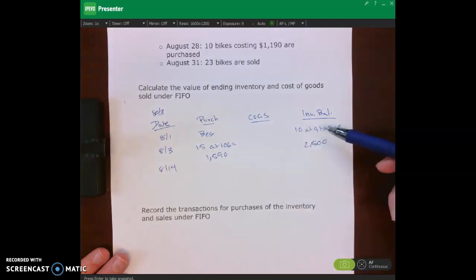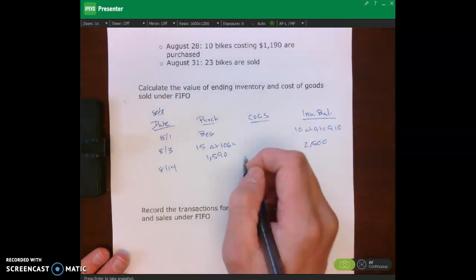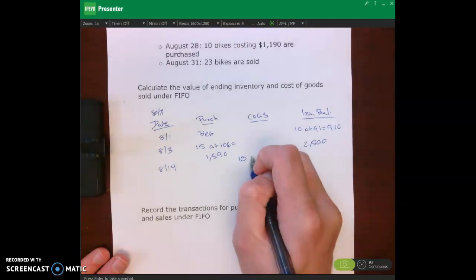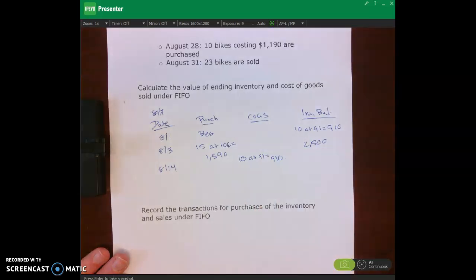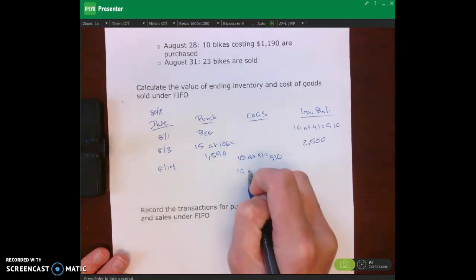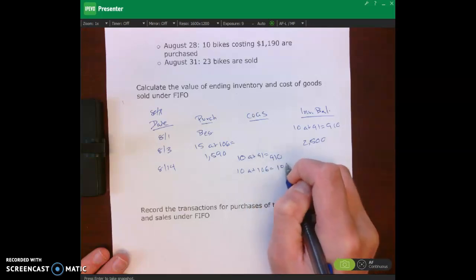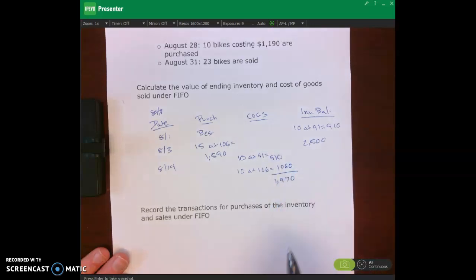Okay? So which ones did I acquire first? My beginning inventory, because I had those before I bought this. So which ones did I sell? I sold 20, so I sold all the 10 of my beginning inventory. And then I sold another 10 to get up to the 20. So I sold 10 of the 106 bikes. Can add those two together, 1970, that's my cost of goods sold.